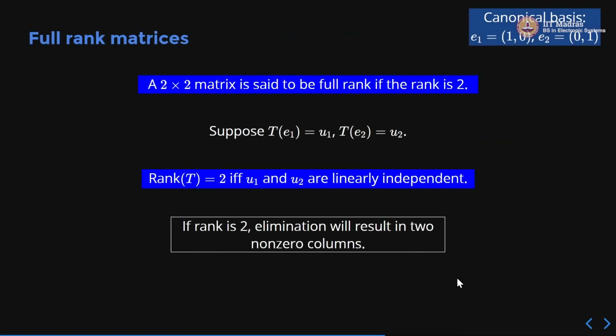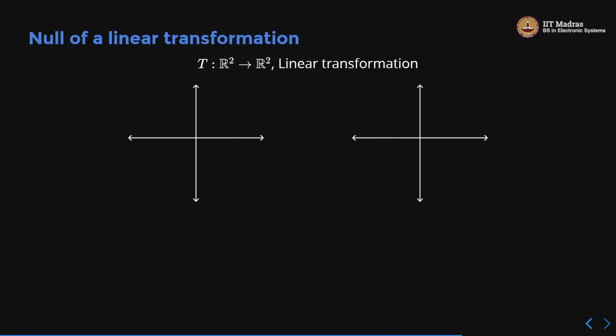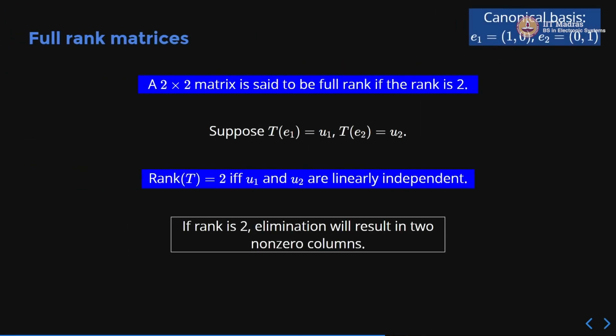Okay. All right. So let's look at full rank matrices. When do you say a matrix is full rank? A 2 by 2 matrix is said to be full rank if the rank is 2, right? So you have T of E1 is U1 and T of E2 is U2, and rank is 2 if and only if U1 and U2 are linearly independent. And if rank is 2, elimination will result in 2 non-zero columns. All these are very, very standard simple facts. If U1 and U2 are in different directions, then they are linearly independent. Okay, so now that is range. That's all I want to say about range and rank.